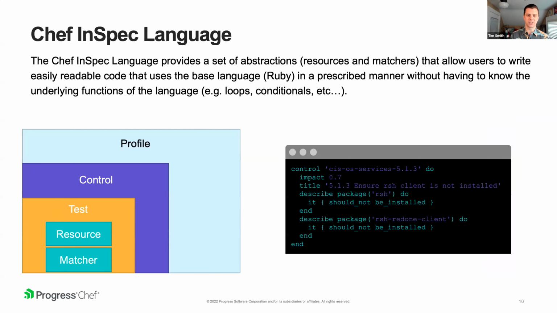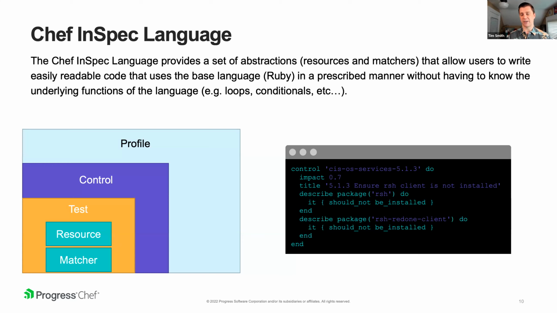We also have the Chef InSpec language, really similar to the Infra language. This has profiles, controls, and tests with resources and matchers underneath that. Provides an RSpec-like experience for writing specs to make sure that certain security and compliance controls are happening.